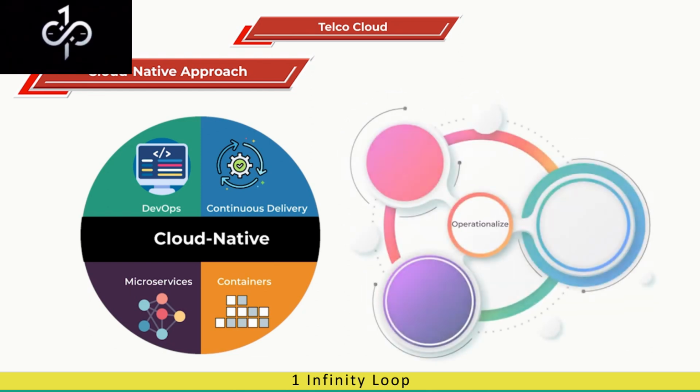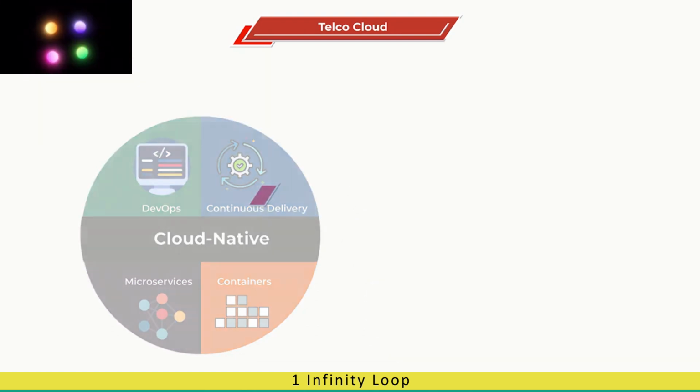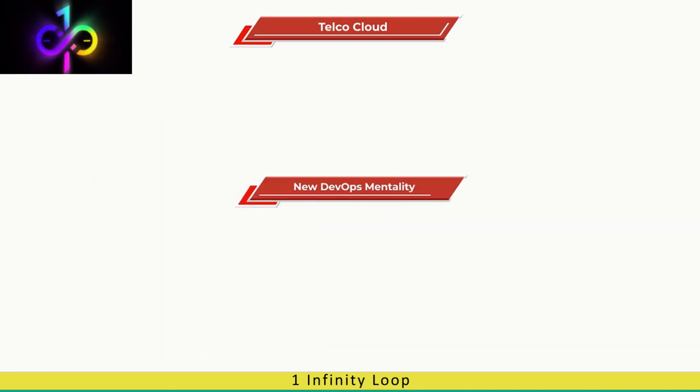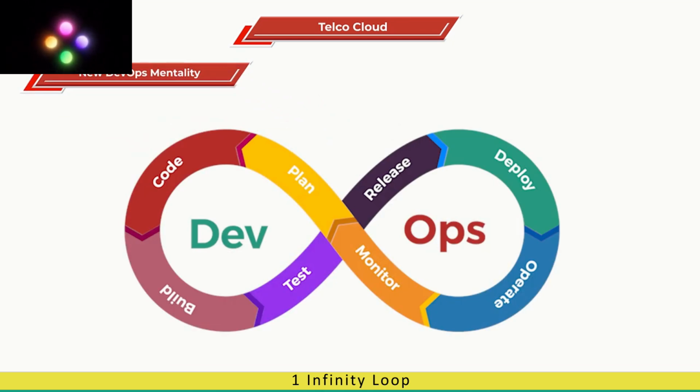Fifth, operationalize lean and agile DevOps practices across operational functions. Under this, it includes first, built-in CI or CD. Second is closed loop assurance, machine learning and artificial intelligence. Third one is vendor and site reliability engineer dashboards. Our next topic is DevOps mentality. In the end, digital transformation is meant to drive new service models.